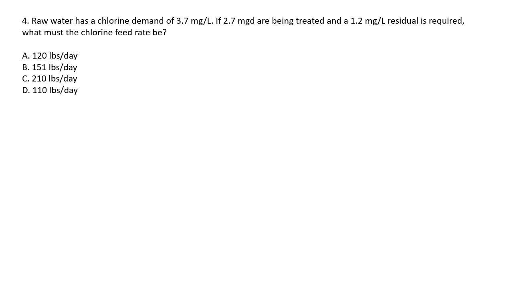Question number 4. Raw water has a chlorine demand of 3.7 milligrams per liter. If 2.7 million gallons a day are being treated and a 1.2 milligram per liter residual is required, what must the chlorine feed rate be? A. 120 pounds a day, B. 151 pounds a day, C. 210 pounds a day, or D. 110 pounds per day.